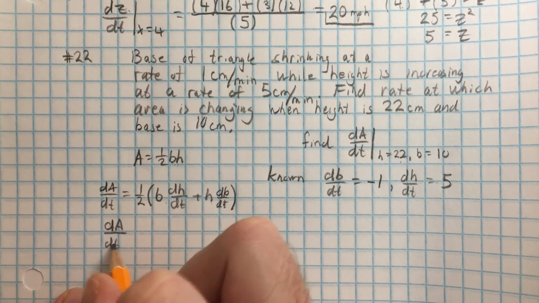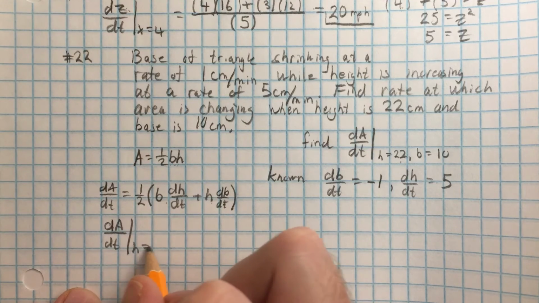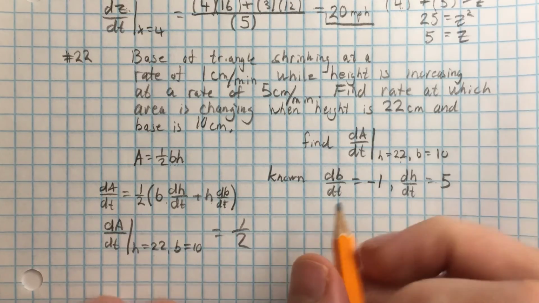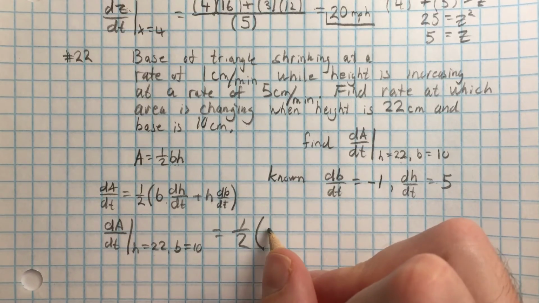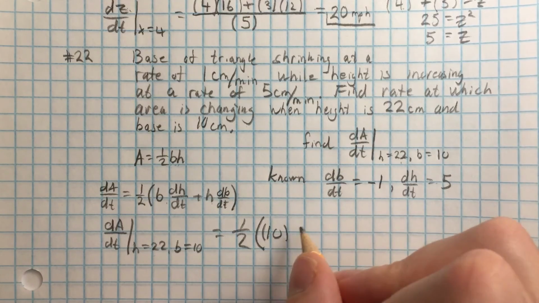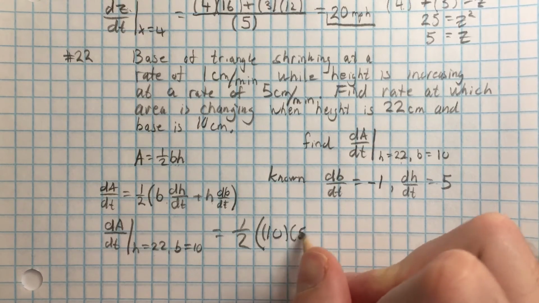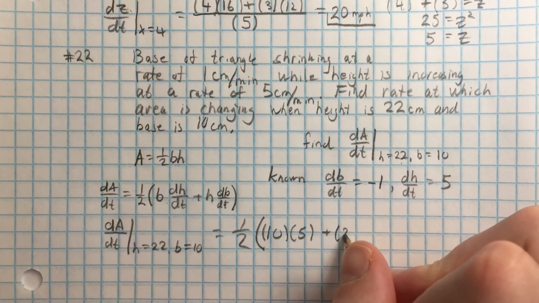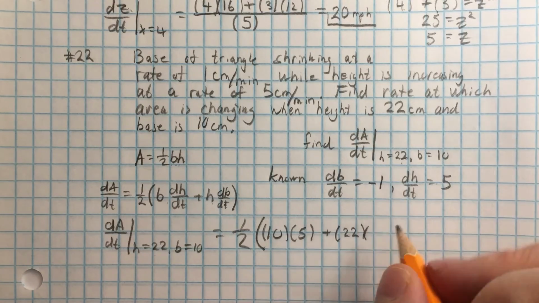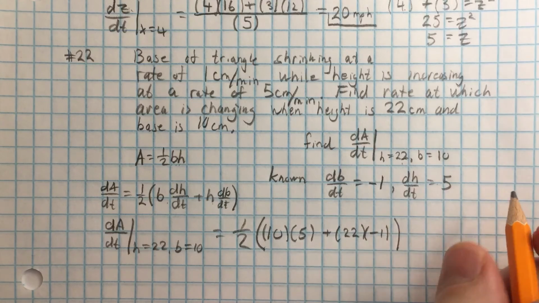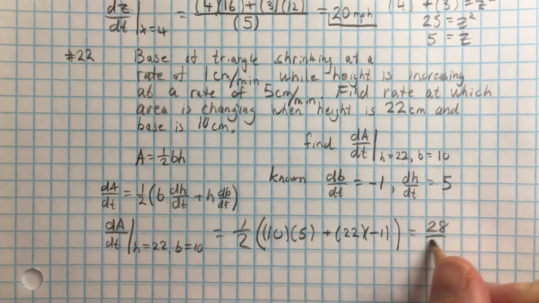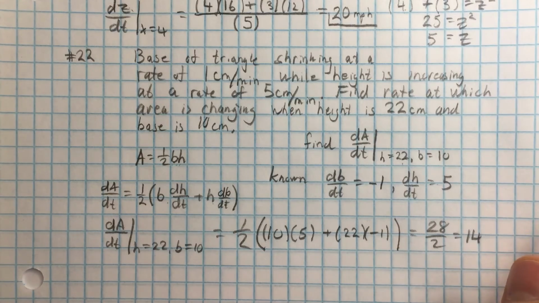So dA/dt, right when h equals 22 and b is 10, will be 1/2. b is 10, we just said. Let me make sure I get this right. b is 10, and dh/dt is 5, plus h is 22, and db/dt is -1. Okay. So we have 50 minus 22 is 28, I guess. So 28 on 2 is 14. And what are the units?